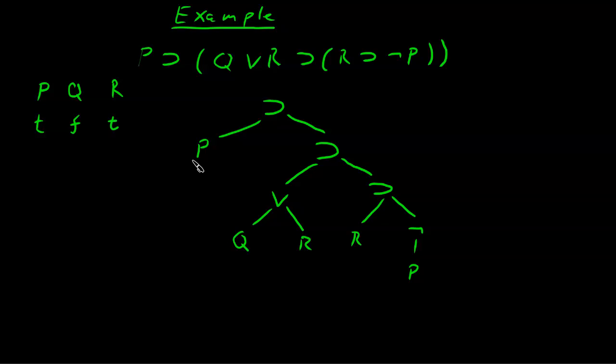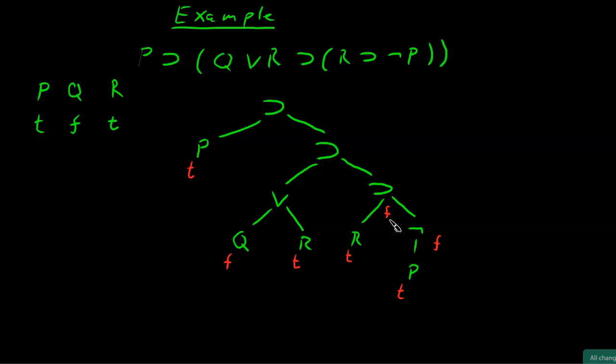So if we start filling in values, we see that the P's are true. And the R's are true. And the Q is false. So this not is false. And because the antecedent of this implies is true, and the consequent is false, this implies is false.